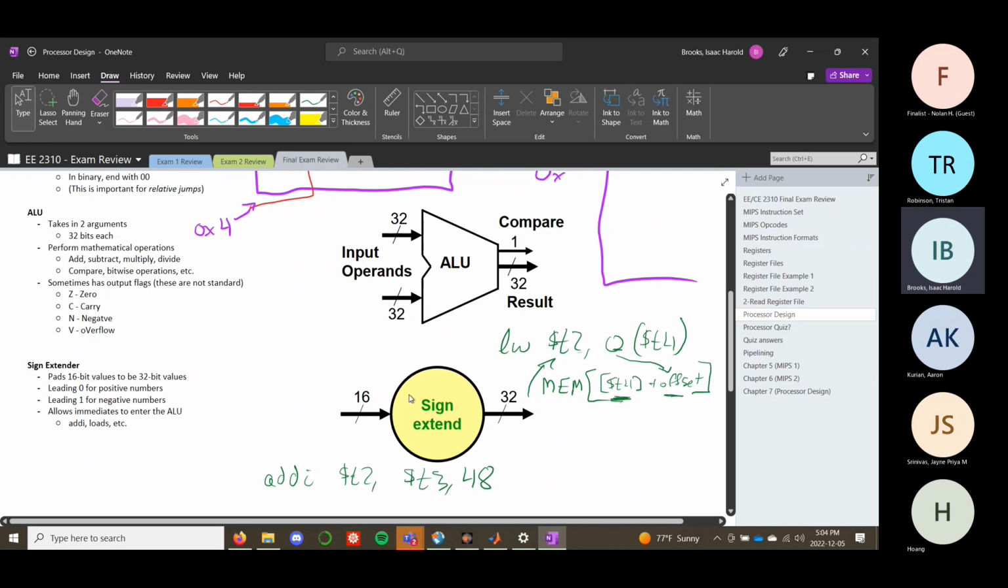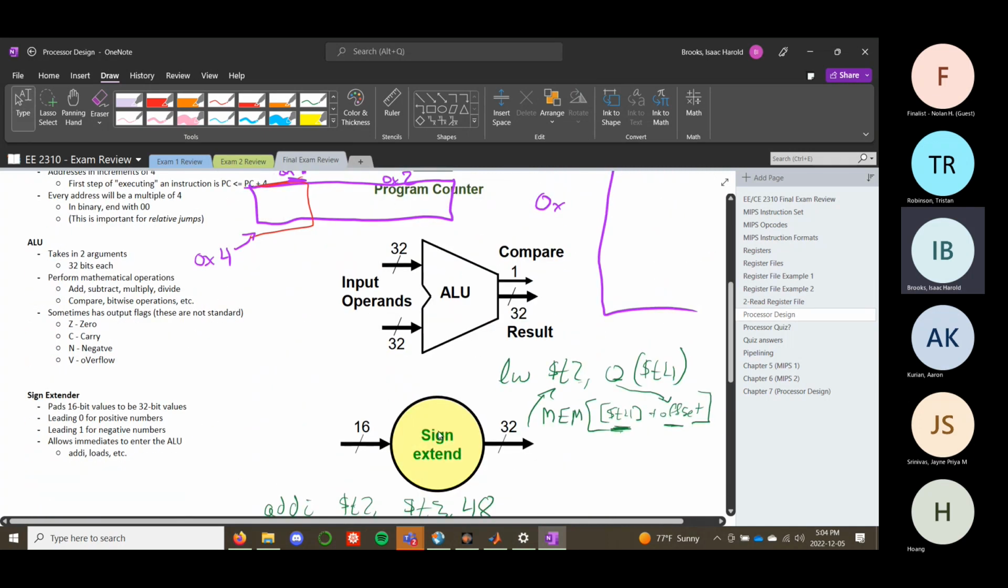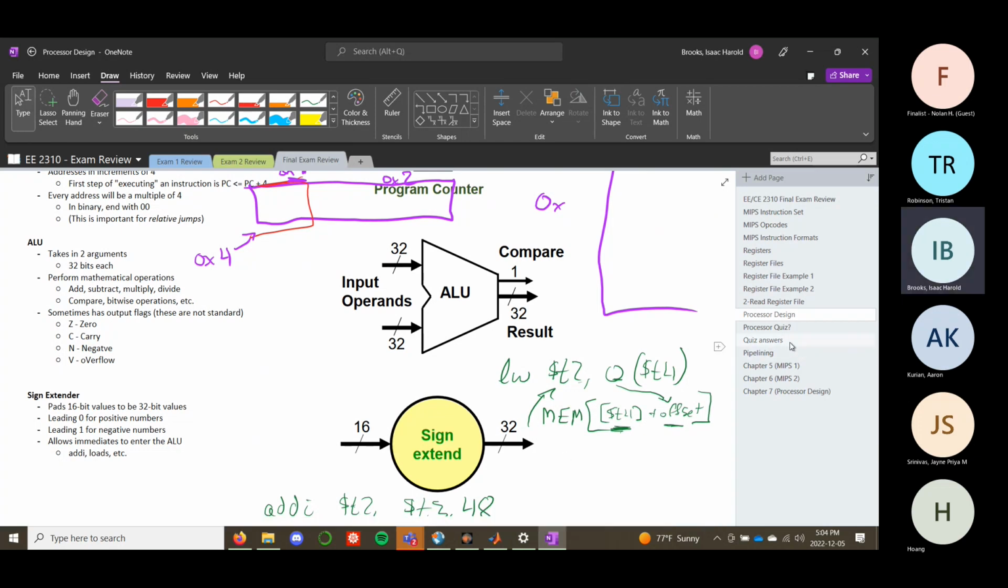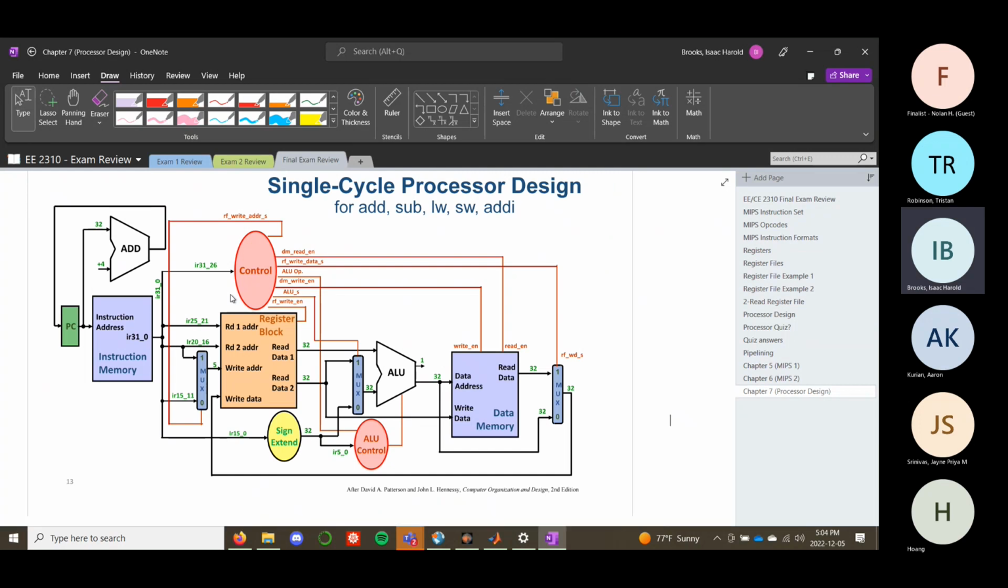Okay. Any questions about these guys? The PC, the ALU, and the sign extender? Okay, so if we put it all together, I'm not sure how much experience you have with this diagram. Have you gone through and said, here's an instruction, turn it into bits, and then figure out where all the bits flow? Okay. That's important, and it puts everything together. So we can do an example of that.